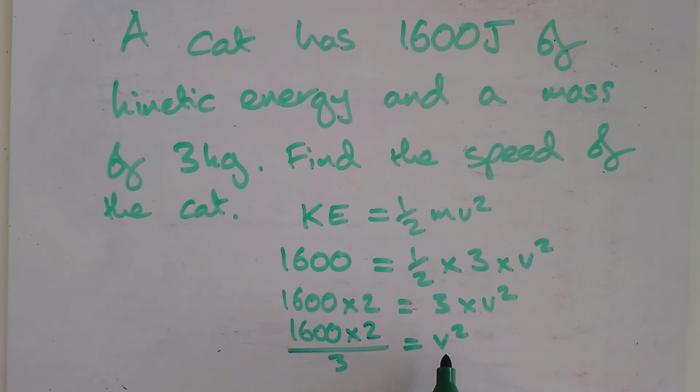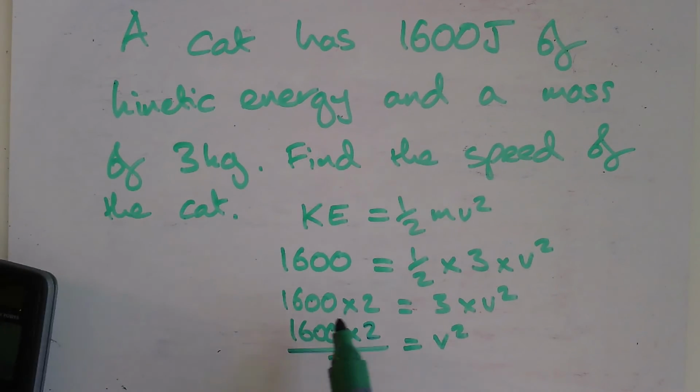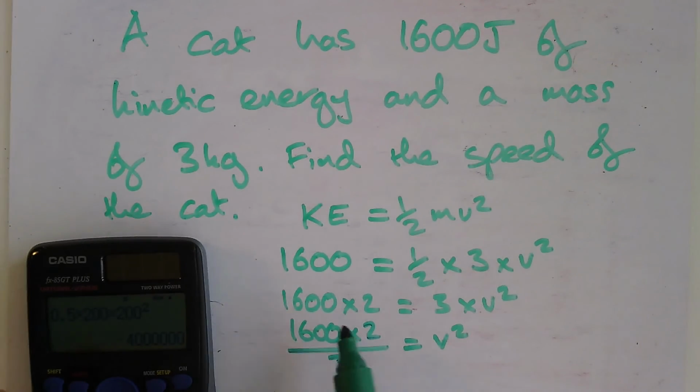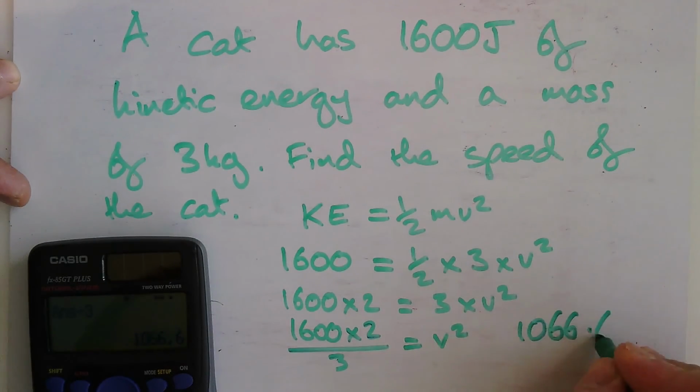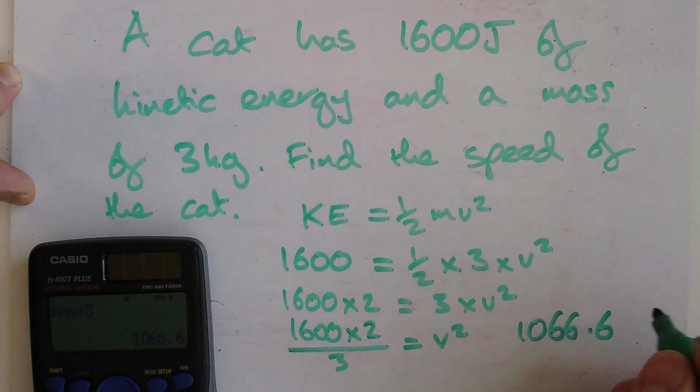At this point, v is almost on its own. Got 1600 times 2 divided by 3 on this side equals v squared. Depending on your maths, I think I'm going to work out this side now because I just want a number. I'm getting bored of writing all of this out. So 1600 times 2, press return. Now divide that by 3, going to give me some kind of nasty number. 1066.6. I'm not going to write the recurring because we don't like that in physics. I'm just going to leave it as that for a second.